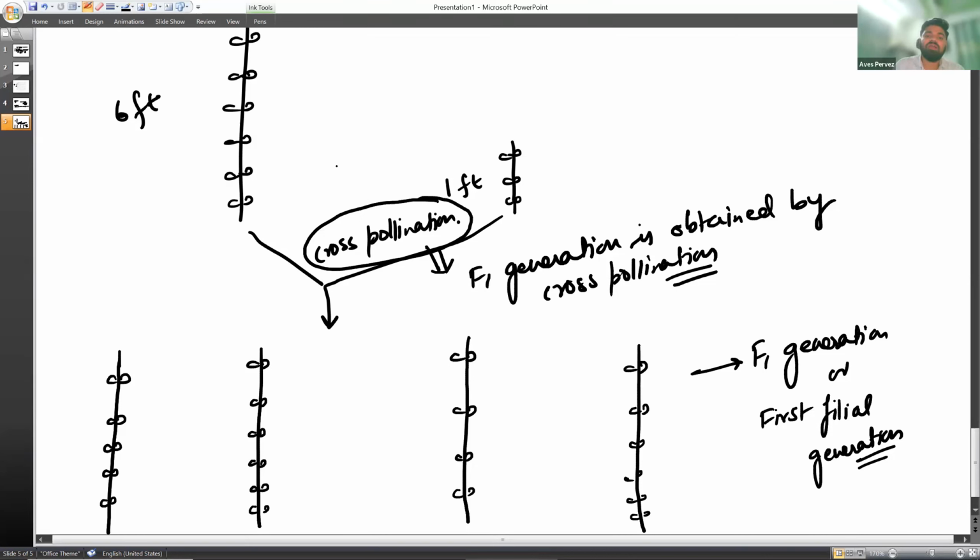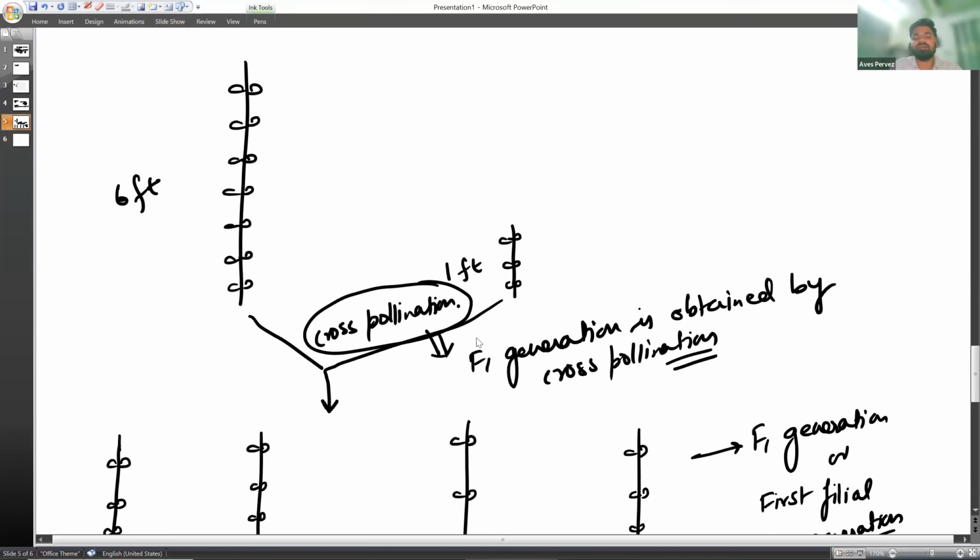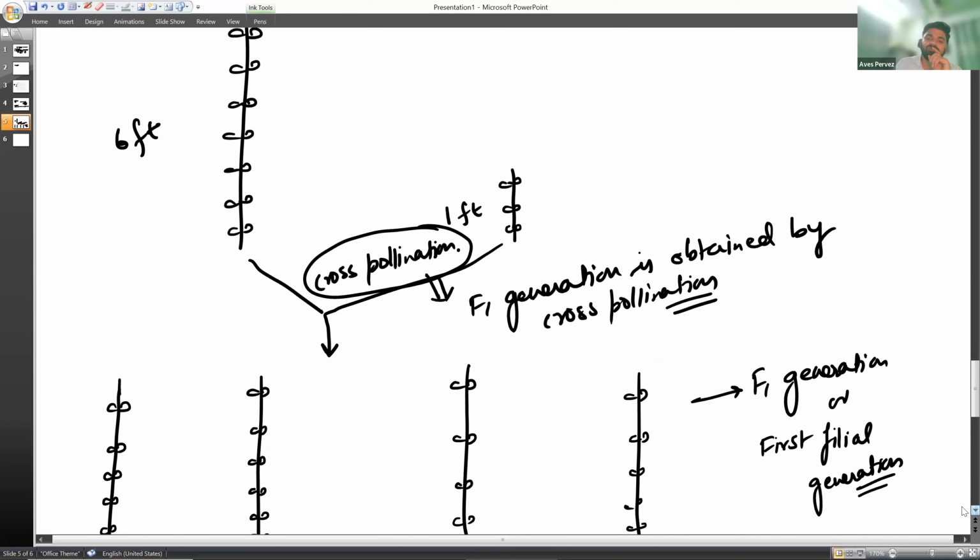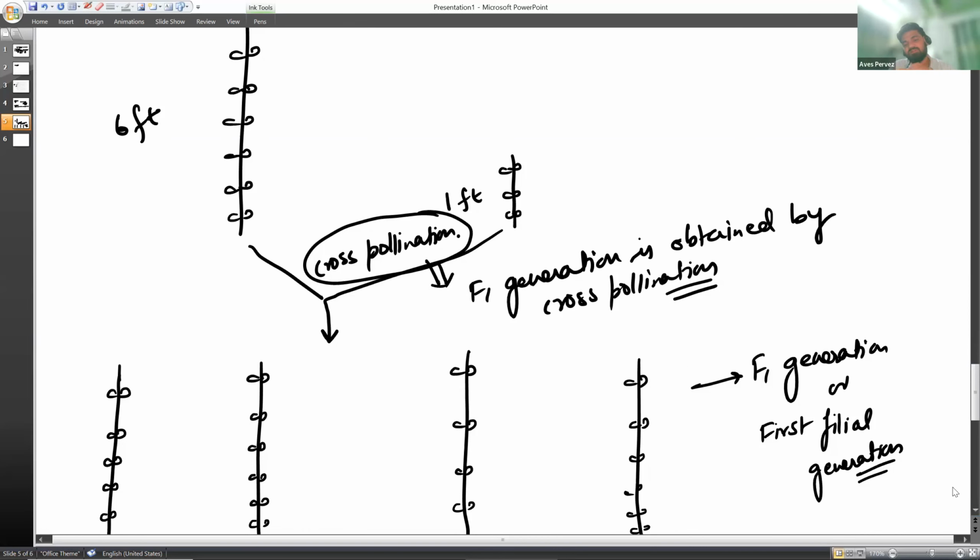Okay. Now what we are going to do here is, have you made this one, everybody in the class? Have you made this one? Draw this one first.